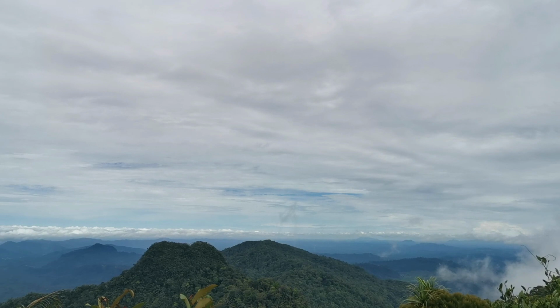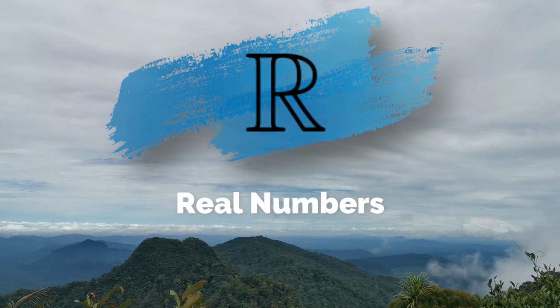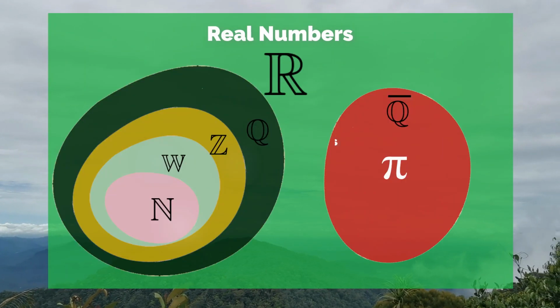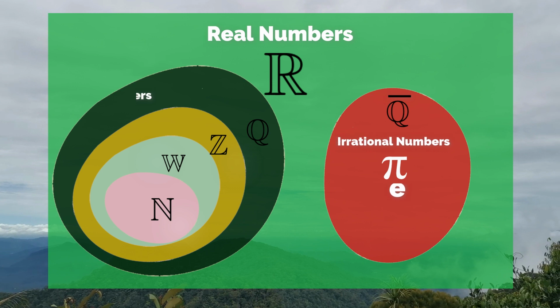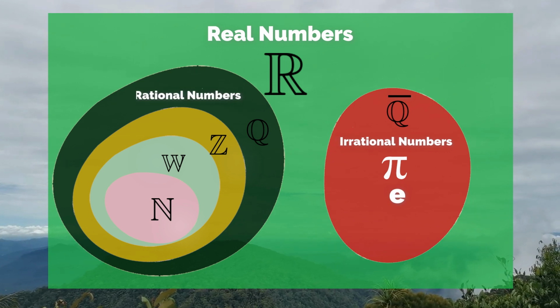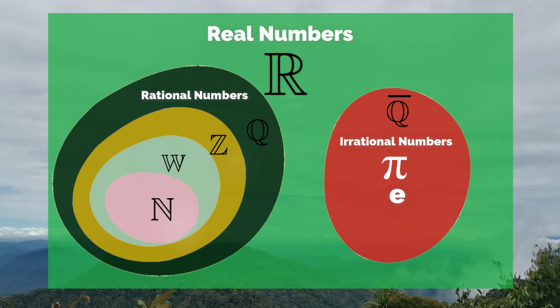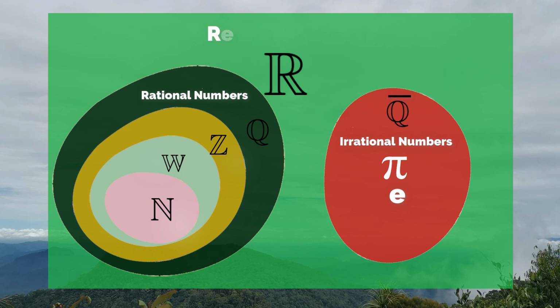Now, the last classification of number system is the real numbers. Real numbers consist of both irrational numbers and rational numbers. So, let's do a recap. We have learned about different classifications of numbers, and the biggest set of numbers is the real numbers.